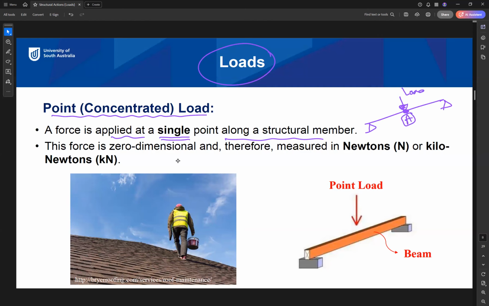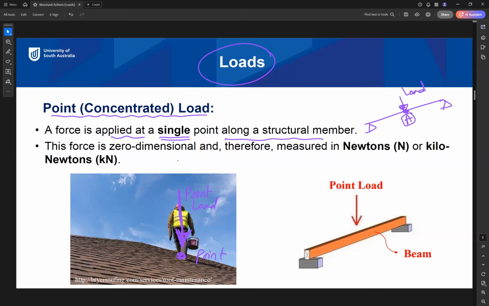So this is our load. This is similar to this example of a tradesperson doing some maintenance or cleaning on the roof. So this will be applied as a point load at this point of the roof.